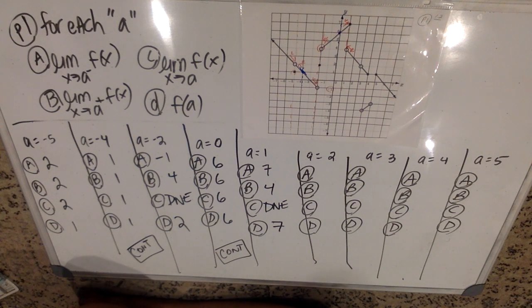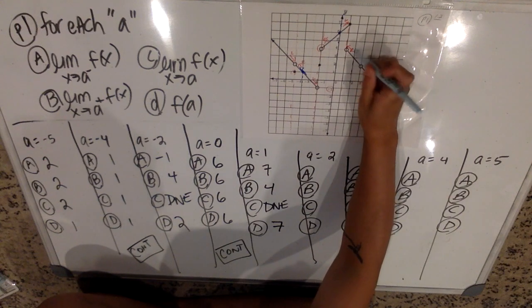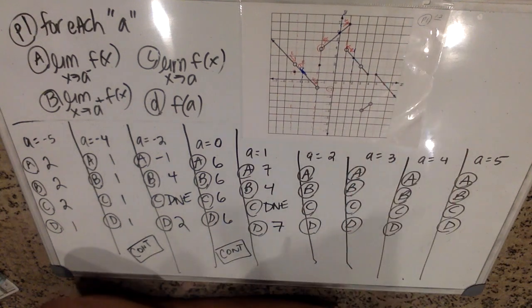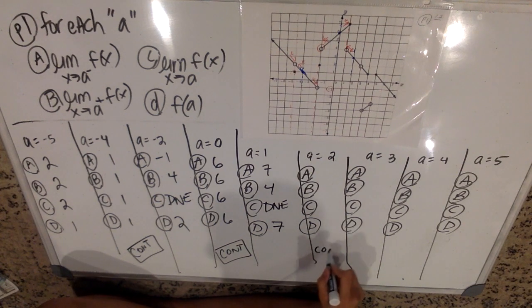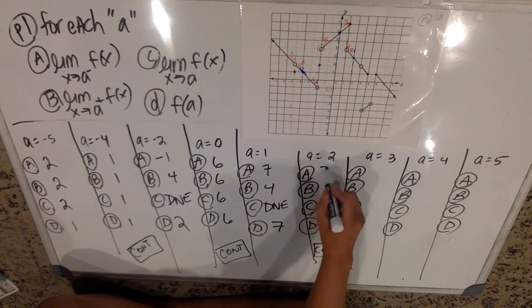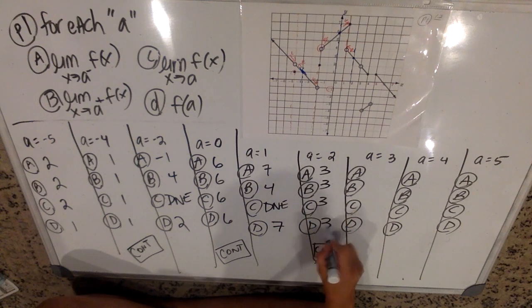2 is one of those nice, happy, continuous points, because here's where x is 2. And sure enough, right there is a nice, happy, continuous point with a y value of 3. So all of my answers are 3. And you can walk through them individually, or you can just recognize that it's continuous.